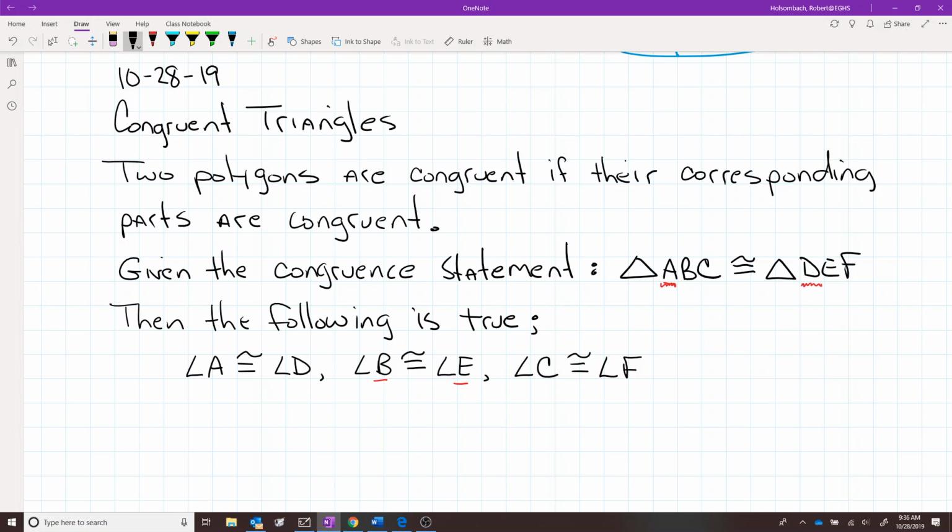If that is all true, then their corresponding sides are congruent. So side AB would be congruent to which side? DE, good. And side BC would be congruent to EF. And side AC would be congruent to DF. That's what corresponding parts are congruent means in this definition up here.